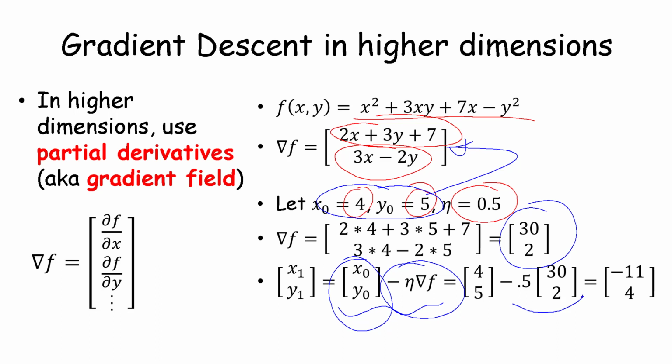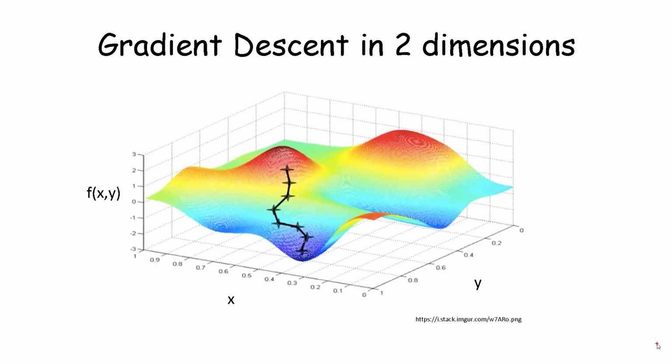Subtracting 15 and 1 from our current location gives us minus 11 and 4. So the new values of x and y are minus 11 and 4. When you review other tutorials on gradient descent, you may find it explained for a two-dimensional function. So I just wanted to show you how the gradient descent algorithm is typically demonstrated in 2D.